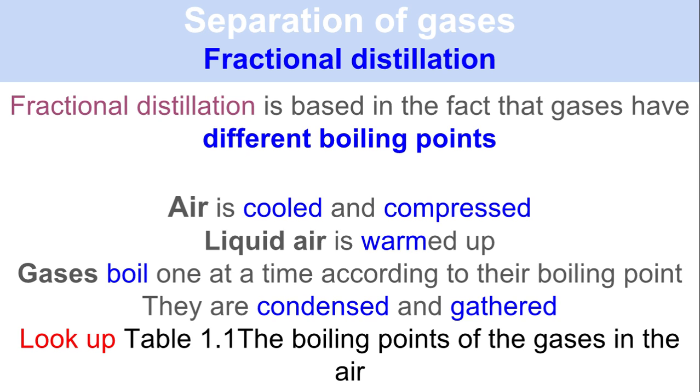First, air is cooled and compressed, turned into liquid air. After that, liquid air is warmed up and the gases boil one at a time, first the one with the lowest boiling point, and they are condensed and gathered. I would like you to look up table 1.1, where the boiling points of the gases in the air are given.